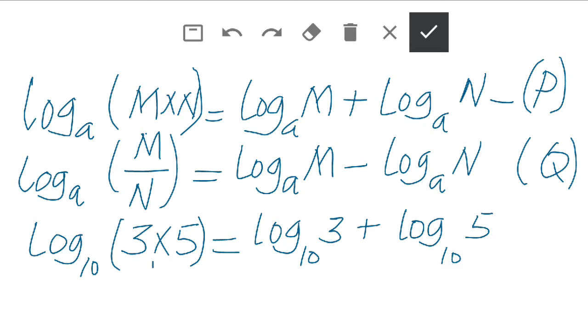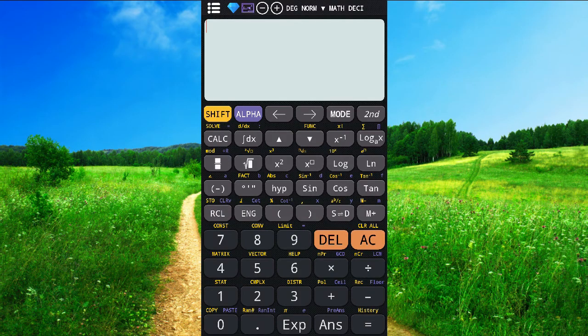Now, let's use our calculators to prove that when we multiply 3 times 5, we shall have 15. So let's use our calculators to see whether log to base 10 of 15 is the same as log to base 10 of 3 plus log to base 10 of 5. So let's start with the log to base 10 of 15. Remember, just like you shall see later, if the base is not given, it should automatically be base 10.